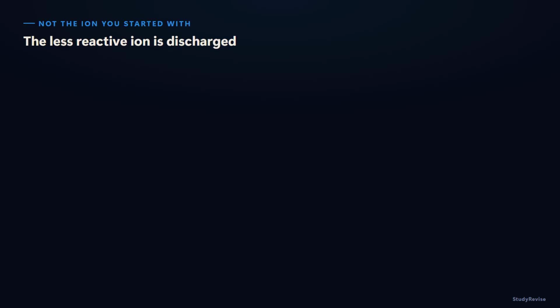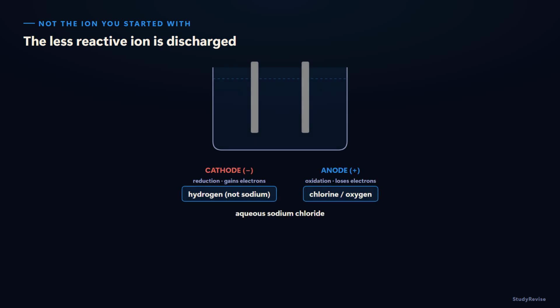Electrolyze aqueous sodium chloride, a solution containing sodium ions and chloride ions dissolved in water, so hydrogen ions and hydroxide ions are present too, from the water itself. At the cathode, common sense says sodium should come out since sodium chloride is what went in. It doesn't. Hydrogen is discharged instead because hydrogen is less reactive than sodium. And in aqueous electrolysis, the less reactive ion is the one that actually gets discharged at the cathode. Sodium stays dissolved in solution.